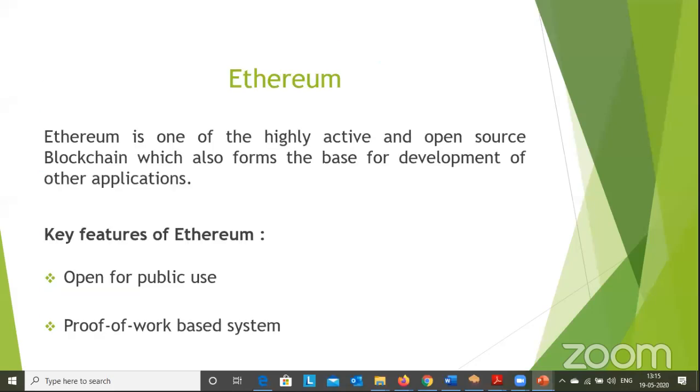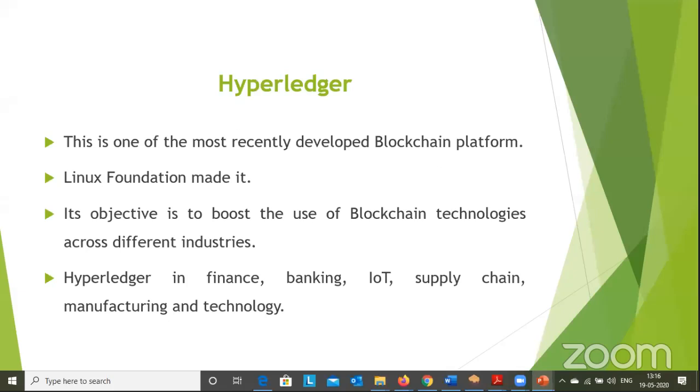Now we know Ethereum. Ethereum is one of the public blockchains. Ethereum is one of the highly active and open source blockchains. What are the key features of Ethereum? It is open for public use, and it is based on proof of work. Second, we have Hyperledger. This is also one of the recently developed blockchains, which is based on the Linux Foundation. The objective is to build blockchain technologies across different industries. Hyperledger can be used in use cases like finance, banking, IoT, supply chain, manufacturing, technology.